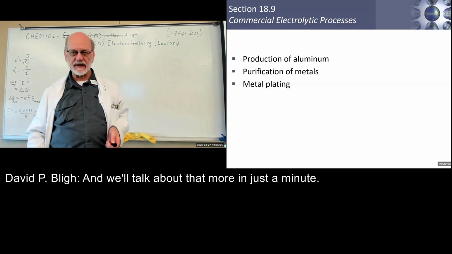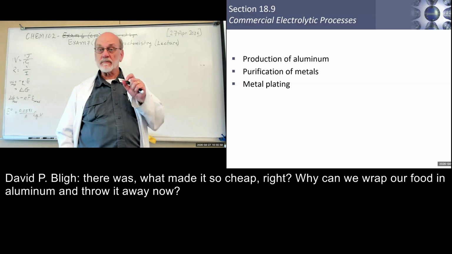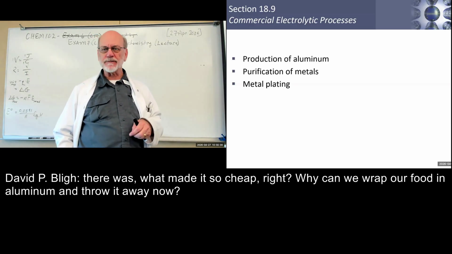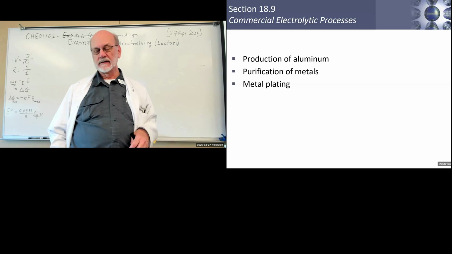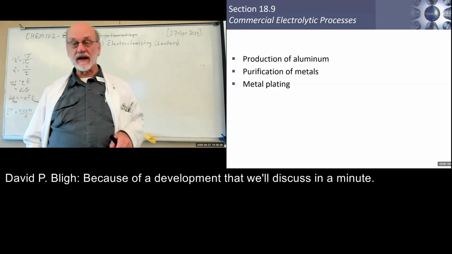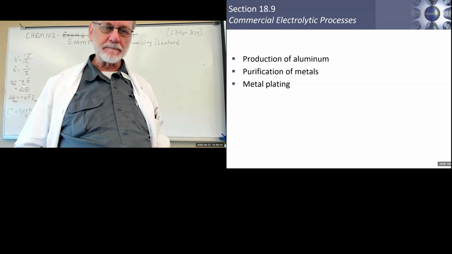And we'll talk about that more in just a minute. What made it so cheap? Why can we wrap our food in aluminum and throw it away now? Because of a development that we'll discuss in a minute.